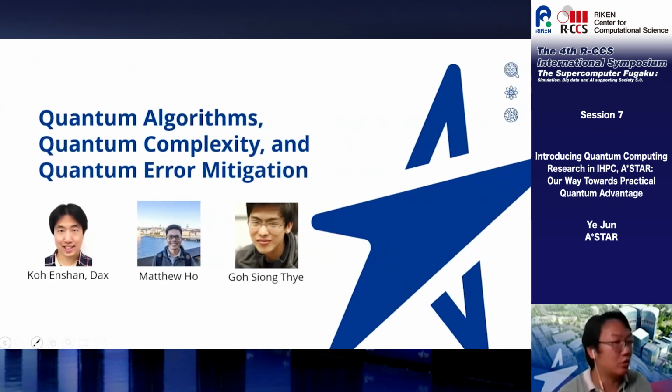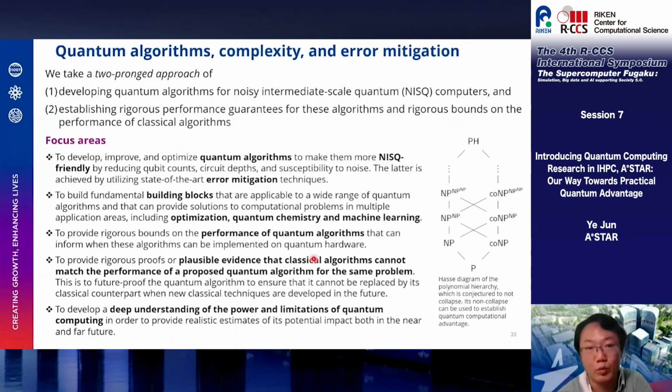Then moving to the quantum algorithm and complexity team. So here are the team members. What we are looking at is we are focusing on 5 major areas. We are looking at the NISQ algorithms. We are also looking at the error mitigation techniques in order to reduce the errors from these algorithms. We are also looking at building up the fundamental building blocks for optimization, quantum chemistry, and machine learning types of problems.